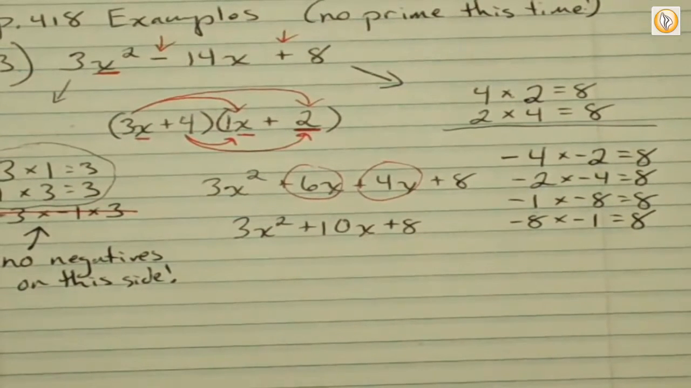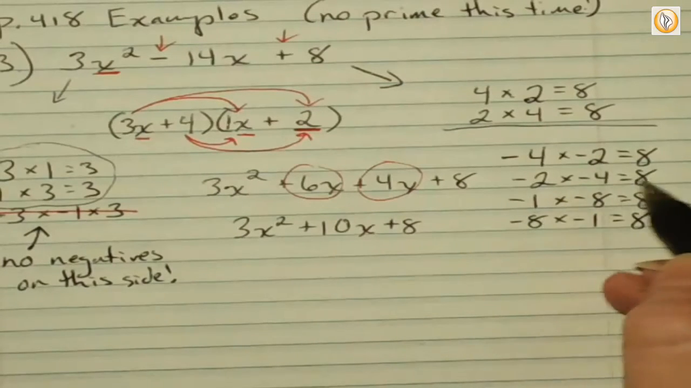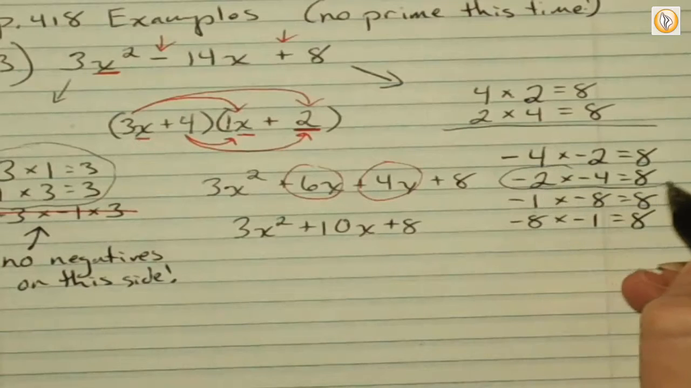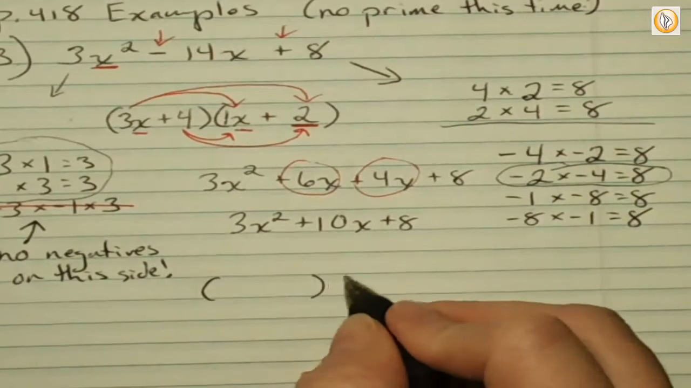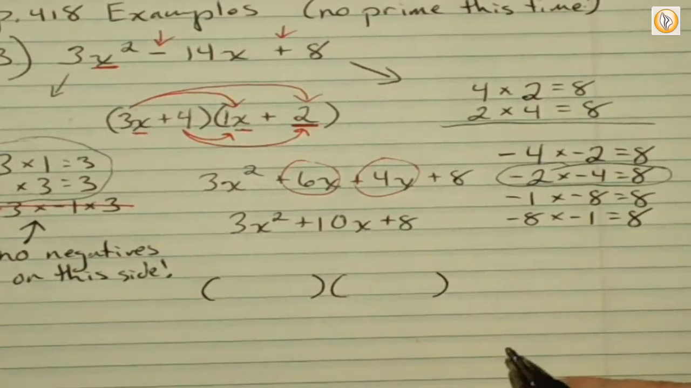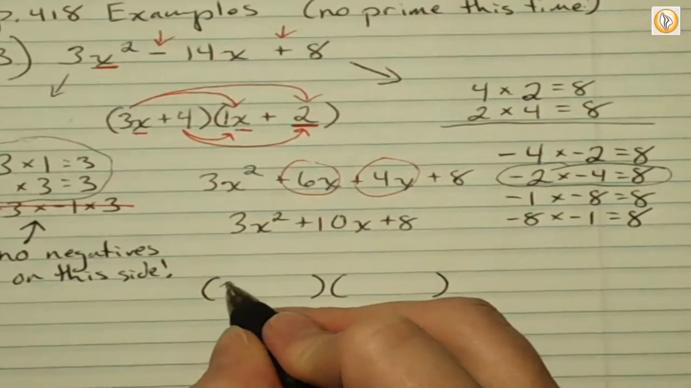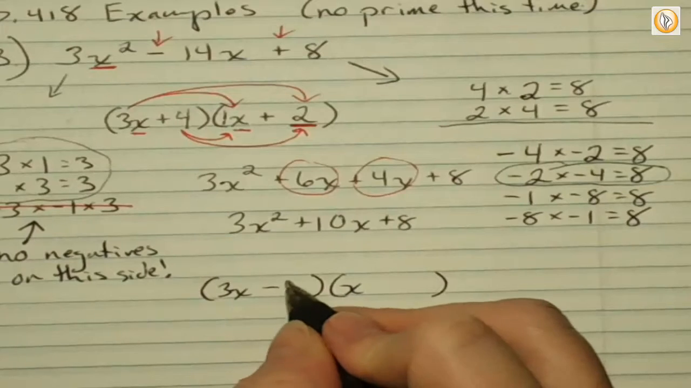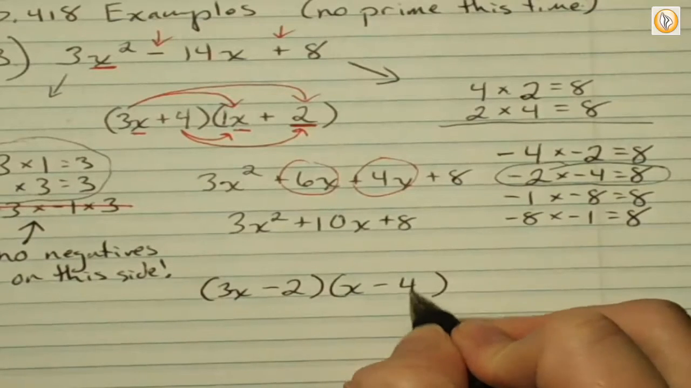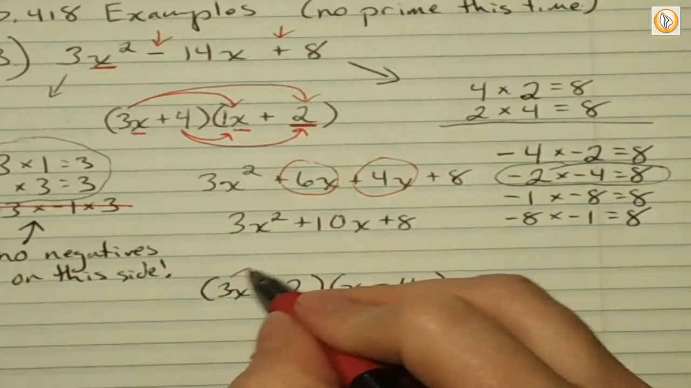Anyone want to guess one? I mean, this is really trial and error. Franz, which one do you want to try? The -2 and this one? All right, let's try it. And again, trial and error. I'm going to do my little parentheses, and y'all are writing this down too. So we're going to do 3x and x here. We're going to do -2 and -4. So let's try it out.